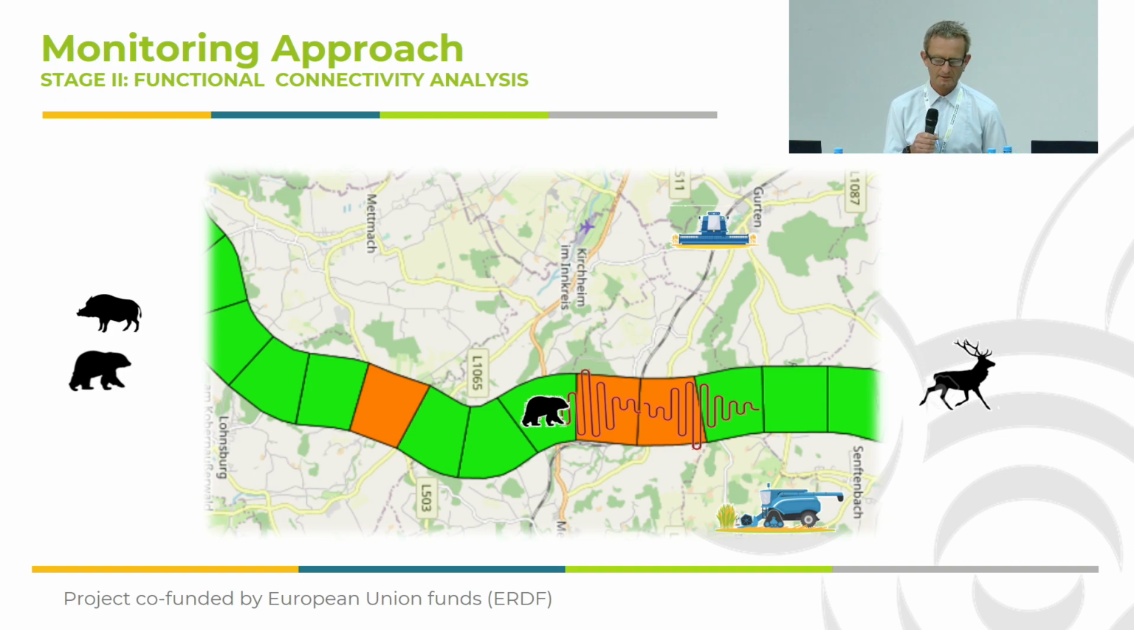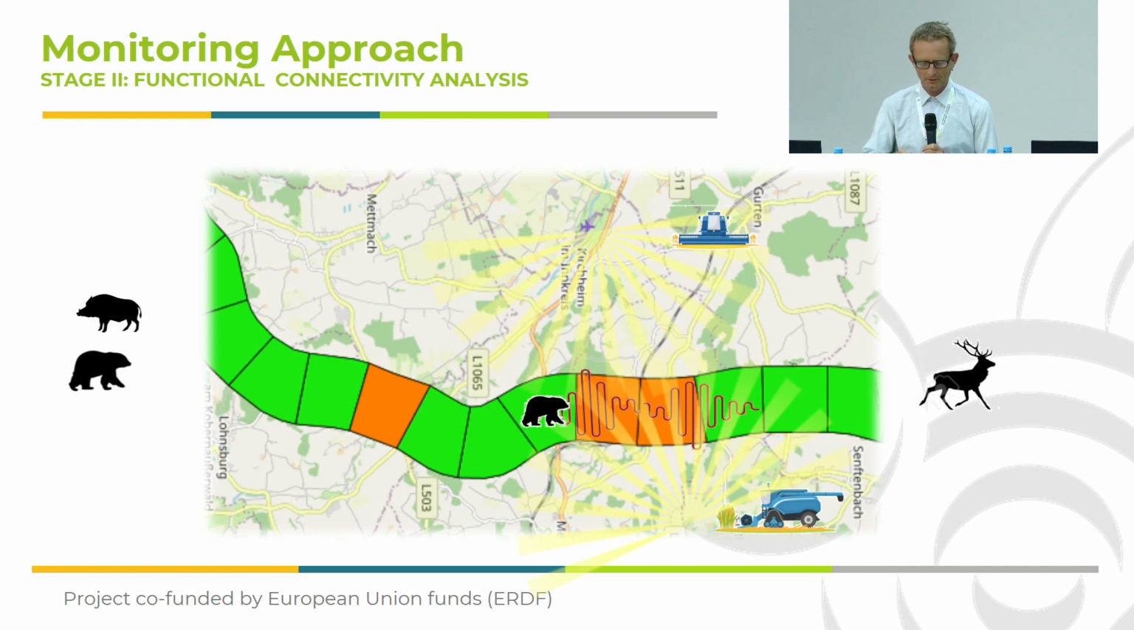One could be, for example, noise. One could also be light emission. It can be land use, and it can be the structure of the landscape, missing habitats, missing landscape elements, and so on. And therefore, we developed this data logger to detect light and noise emissions.